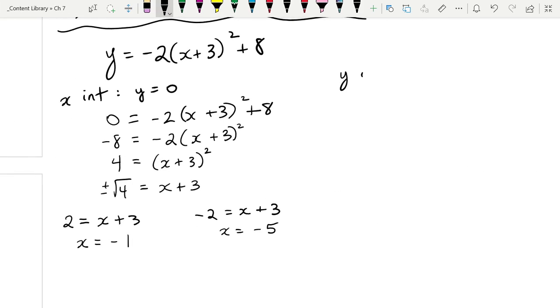If you put x as 0. The y-intercept happens when I put the x as 0. So y equals -2 times 0 plus 3 squared plus 8. That's just arithmetic, right? The thing I'm solving for is already isolated. I don't have to do any algebra, I just have to do BEDMAS. So 0 plus 3 is 3.